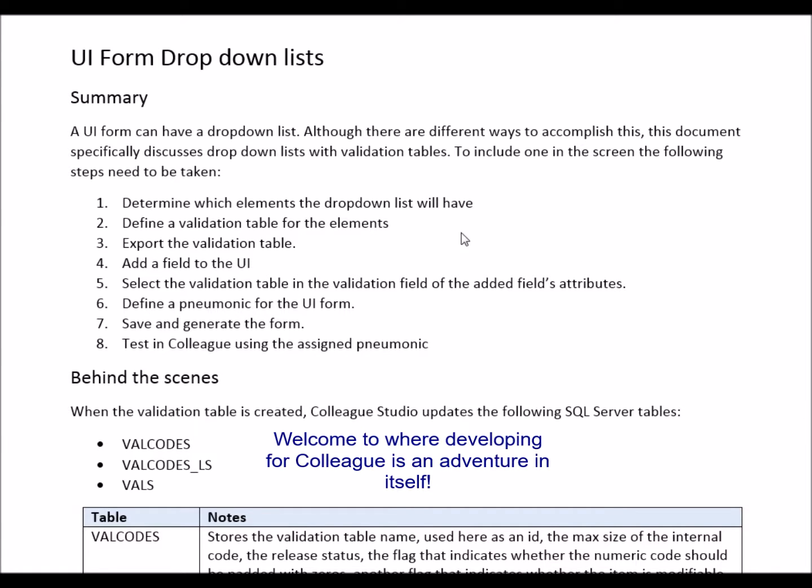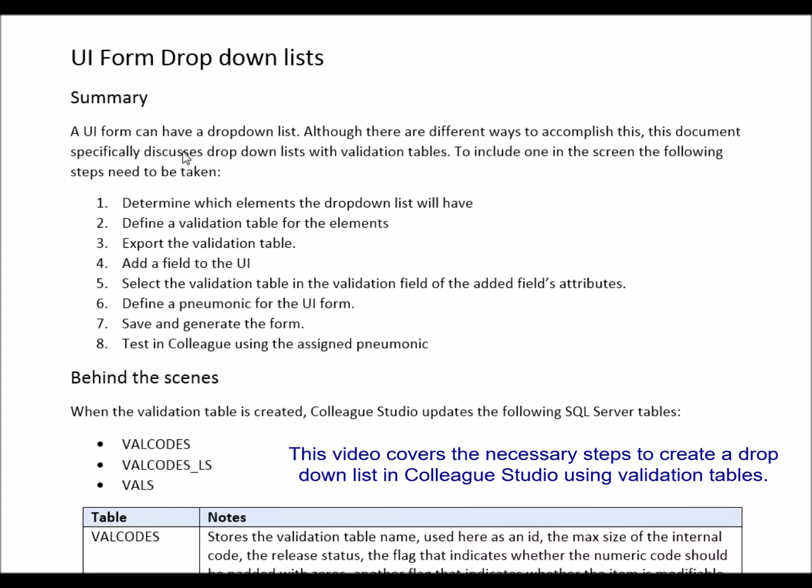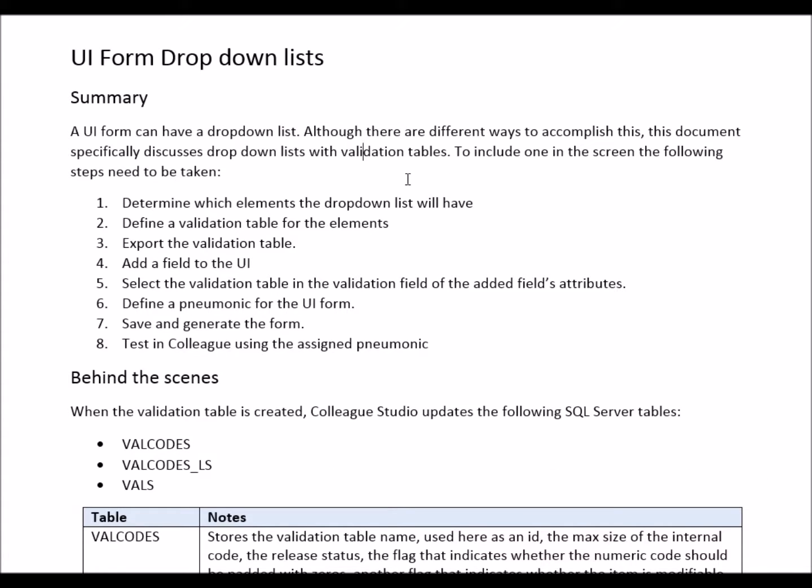Welcome to where developing for Colleague is an adventure in itself. This video covers the necessary steps to create a drop-down list in Colleague Studio using validation tables. The steps are outlined here and will be discussed in detail.